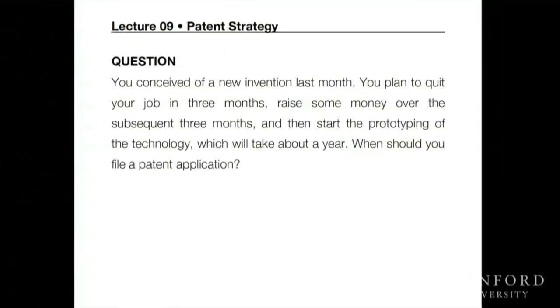Alice Wu? Alice. So you conceived of a new invention last month. You're still working at Apple. You plan on quitting your job in a couple of months, raising some money over the summer, and then maybe next fall working on it and trying to perfect it. Prototype it, test it out, see if it works, that kind of thing. When should you file a patent application? Now. Why?